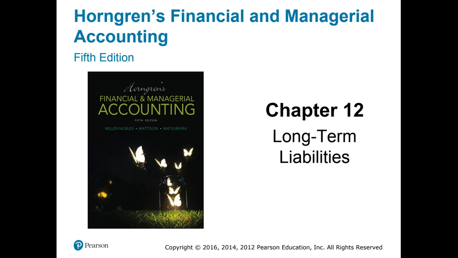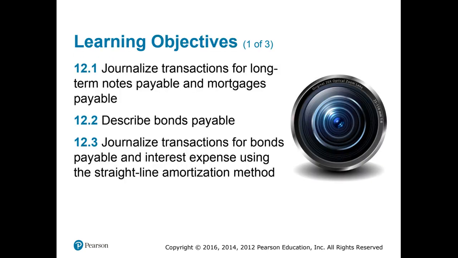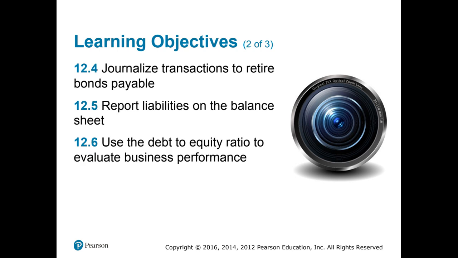So Chapter 12, long-term liabilities. Learning objectives: journalize transactions for long-term notes payable and mortgages payable, describe bonds payable, journalize transactions for bonds payable and interest expense using the straight line amortization method, journalize transactions to retire bonds payable, report liabilities on the balance sheet, use the debt to equity ratio to evaluate business performance.